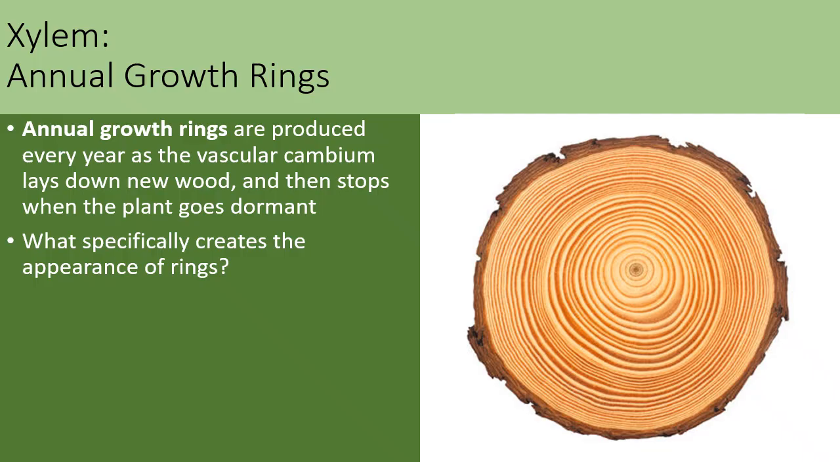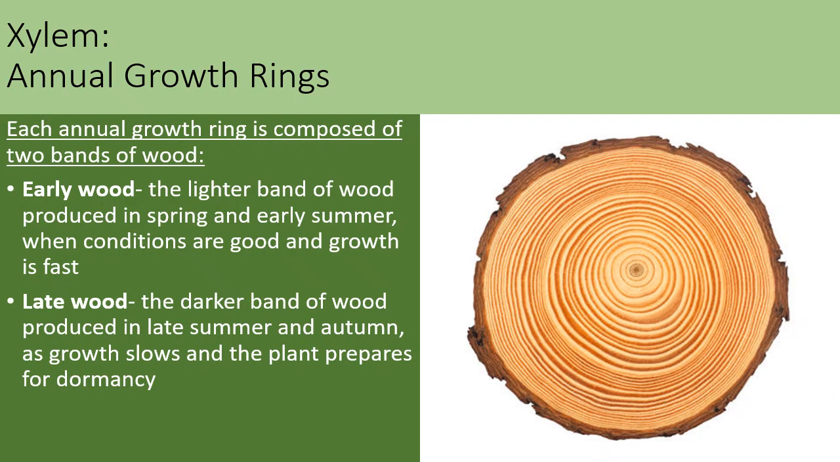But what is it that actually creates the appearance of rings? Couldn't we stop without there being a different color and restart again without there being a different color? So the reason there's a change in the color is because the growth rate of the plant changes throughout the growing season. Earlier in the growing season, the wood tends to grow very fast and it's a little bit less dense, and that's called the early wood.